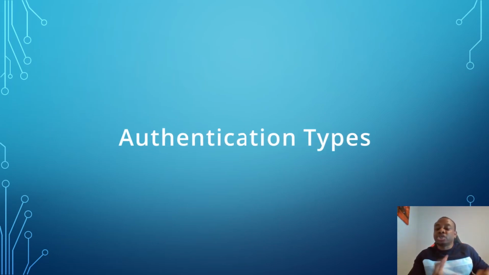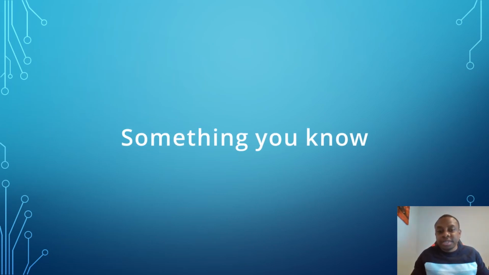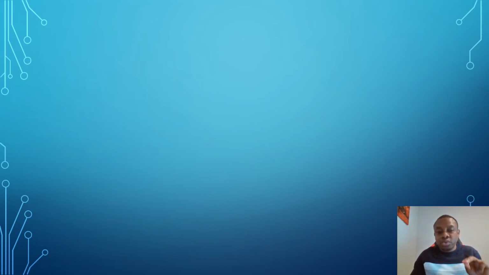Now, there are authentication types. The first three that I listed are authentication methods. Now, the authentication types are something you know. How do you remember this? Something that's in your memory. It's only you that knows it. No one else knows it. If you don't share it with someone, they won't know. Something you know is your password or your PIN that you use to access your ATM, or your password that you use to log into your bank account. It's only you that knows your password or your PIN.